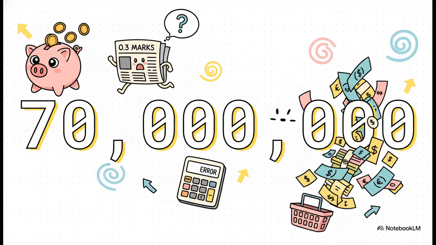And I want you to just look at this number: 70 million. In post-World War I Germany, a newspaper that cost less than 1 mark in 1921 cost a mind-boggling 70 million marks just a couple of years later. That's called hyperinflation. So what on earth causes prices to spiral out of control like that?